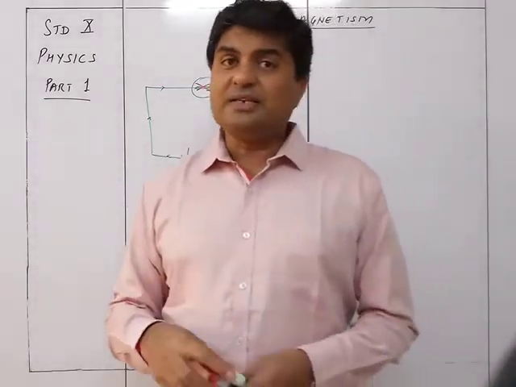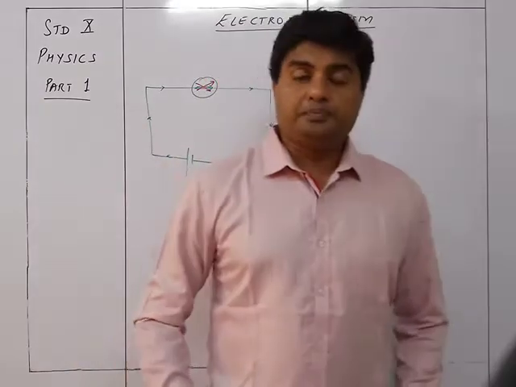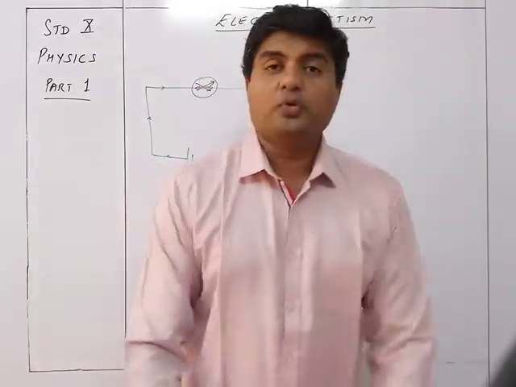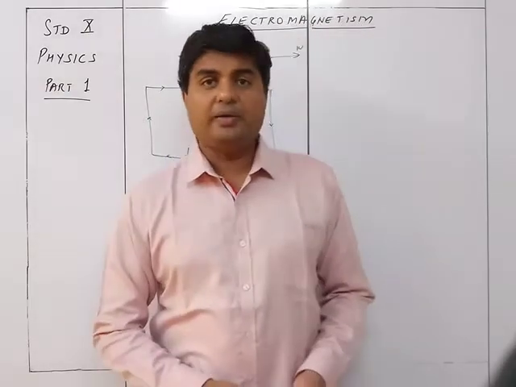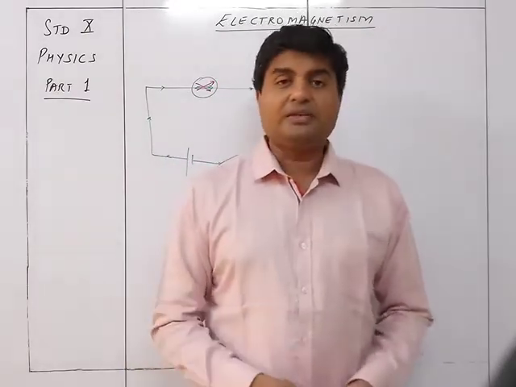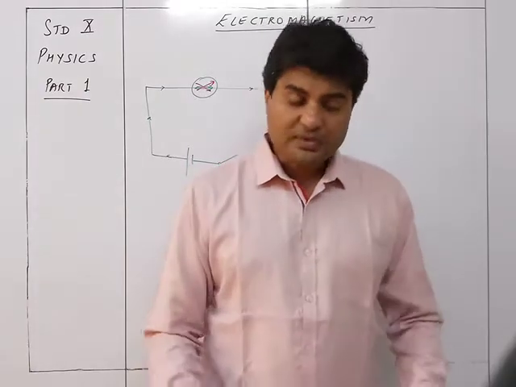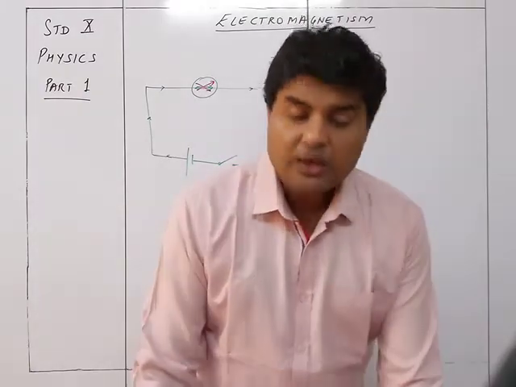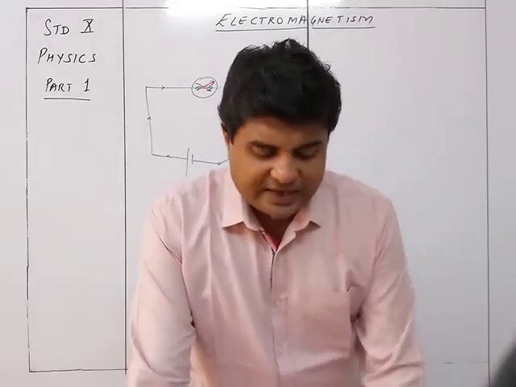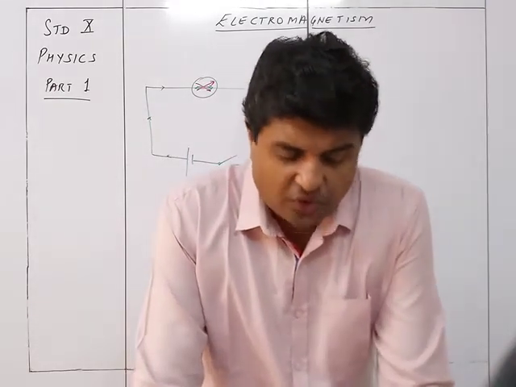So this is what was done by Oersted. Oersted did an experiment to prove that a magnetic field exists around a current carrying conductor. He did this particular kind of experiment. So let's go through it one by one. The first one is Oersted's experiment on the magnetic effect of electric current.